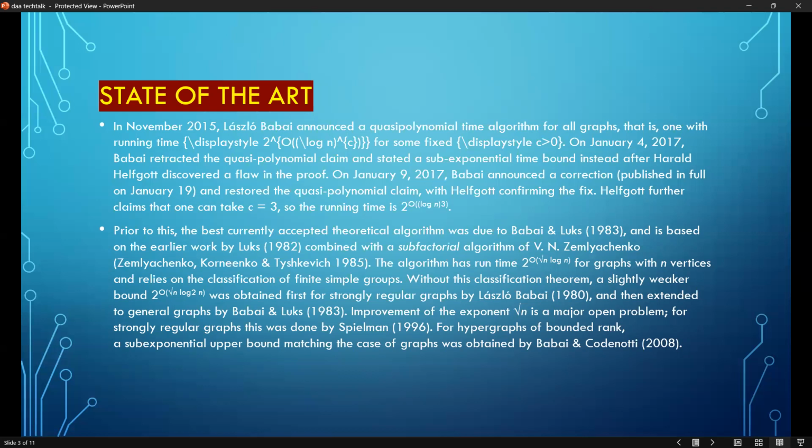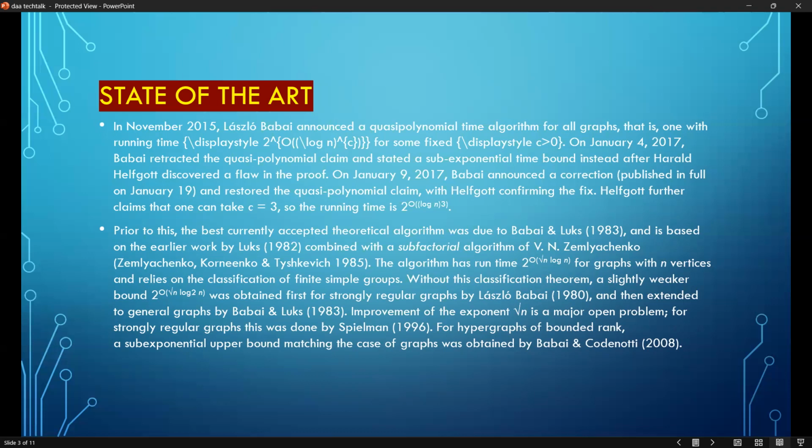On January 9, 2017, Babai announced a correction, published in full on January 19th, and restored the quasi-polynomial claim, with Helfgott confirming the fix. Helfgott further claims that one can take c equals 3, so the running time is 2^O((log n)^3).